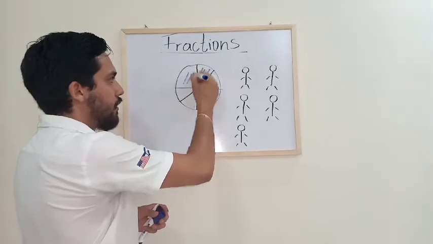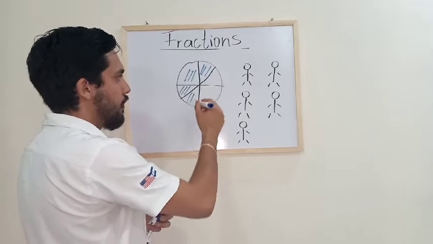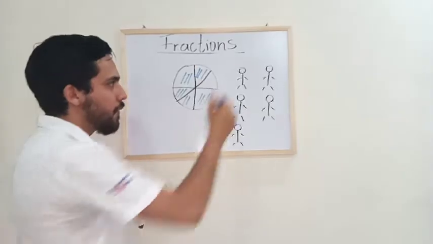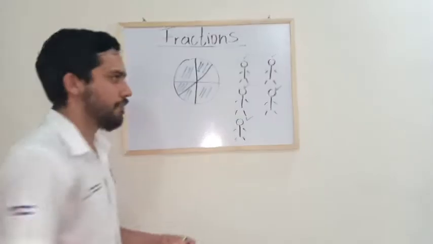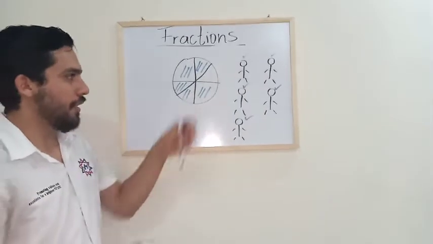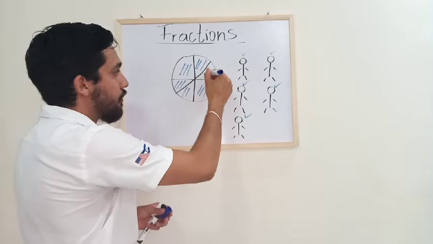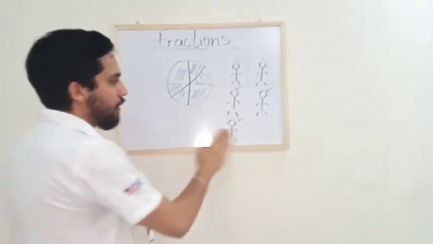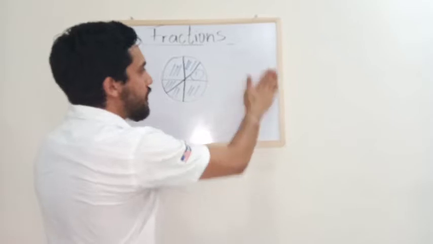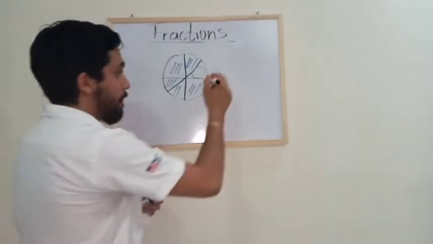1, 2, 3, 4, 5. If you notice, this person, this one, and this one already got his or her piece, okay? And only 1 was left, all right? So, we're gonna use numbers now to write this fraction. Remember how we do it.